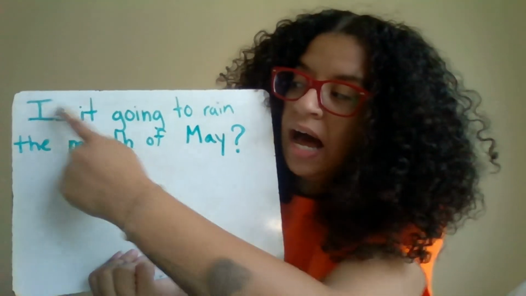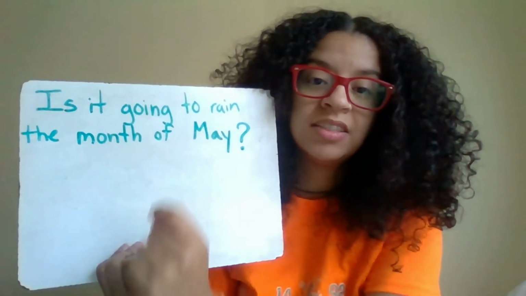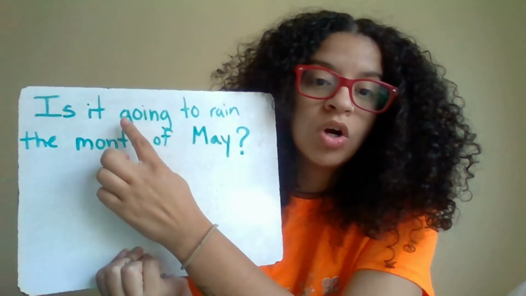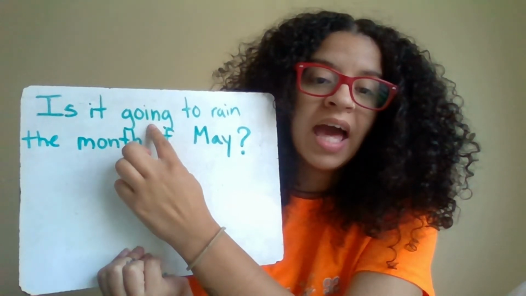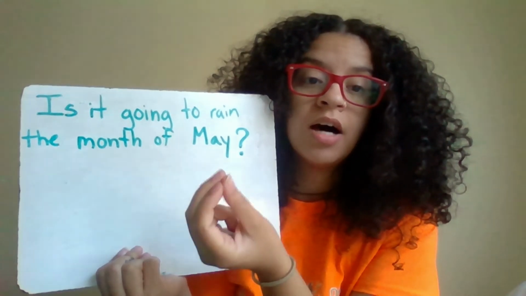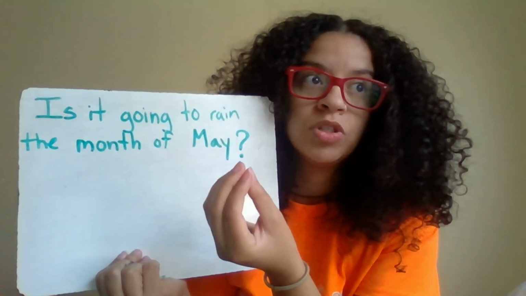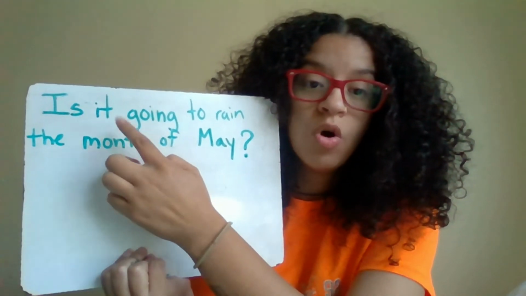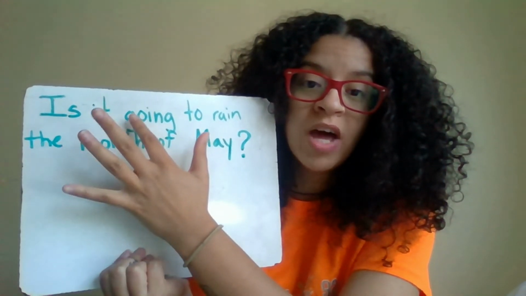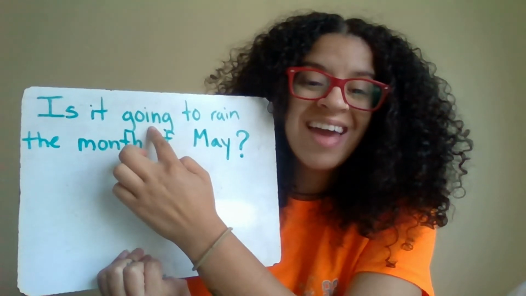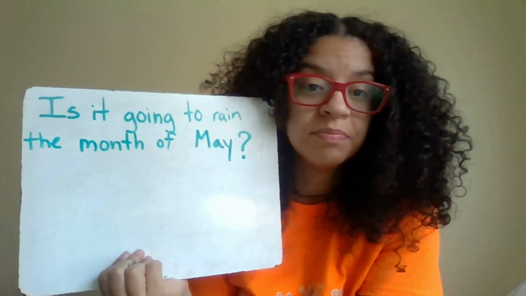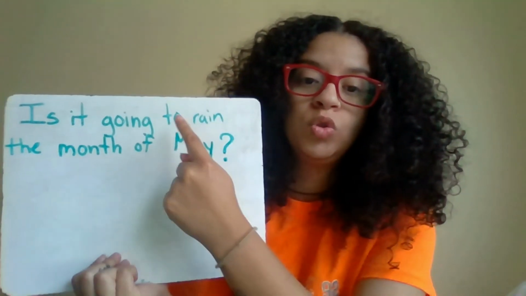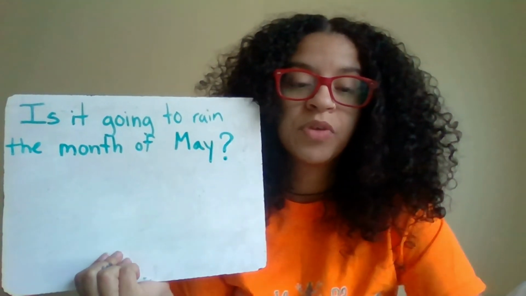Is a heart word, I-S. It is a heart word, I-T. Going is a heart word, G-O-I-N-G. But it's also a word that you could have stretched out or use what you know about your chunks or words itself, because you know that go is spelled G-O and ing is I-N-G. So put go and ing together, it's going. To is a heart word, T-O.